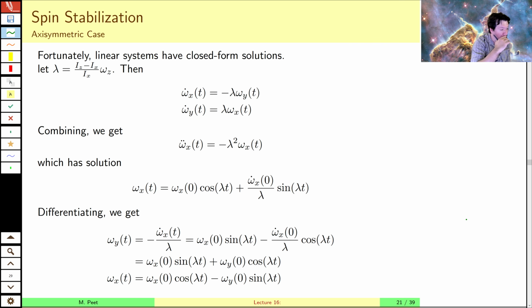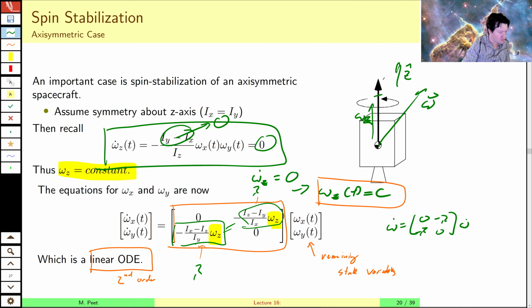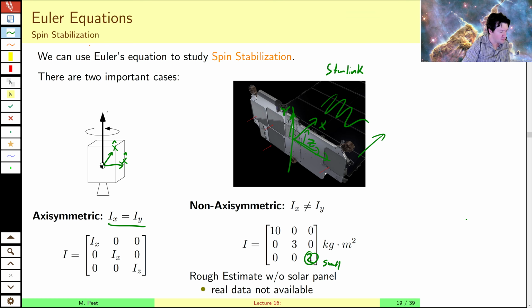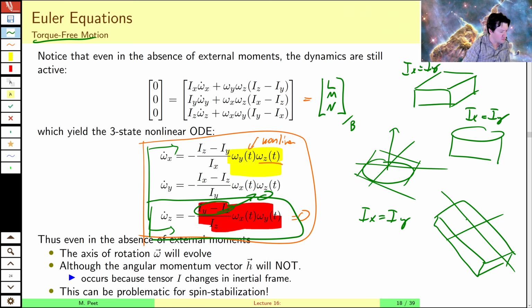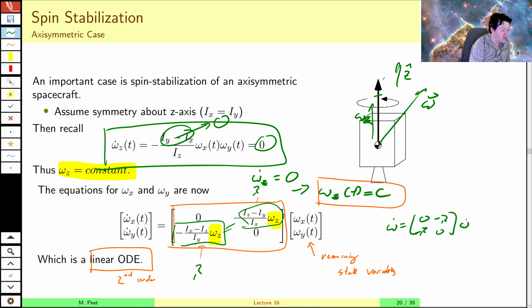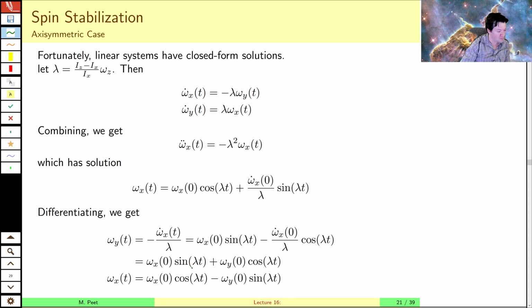I think I've made a mistake. Oh, no, I didn't make a mistake. So they're not actually equal to each other. This is Ix minus Iz, and this is Iz minus Iy. Those are the same, so one of these is negative. We'll call that one negative lambda. Sorry. Okay, so anyway, we have two equations of motion, very simple, scalars.